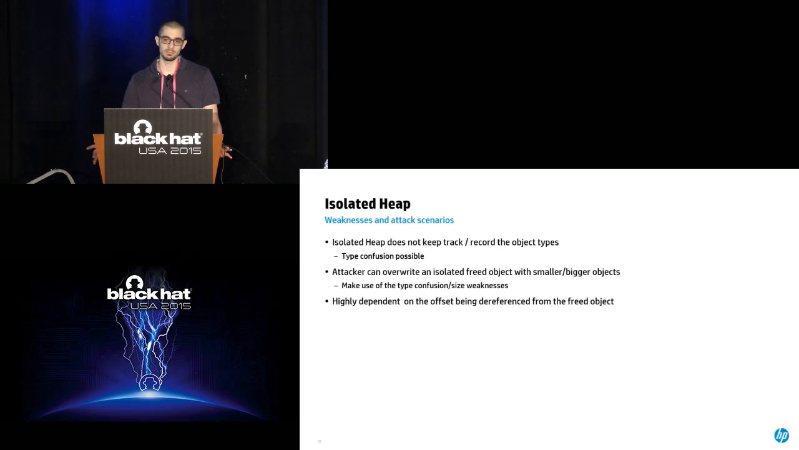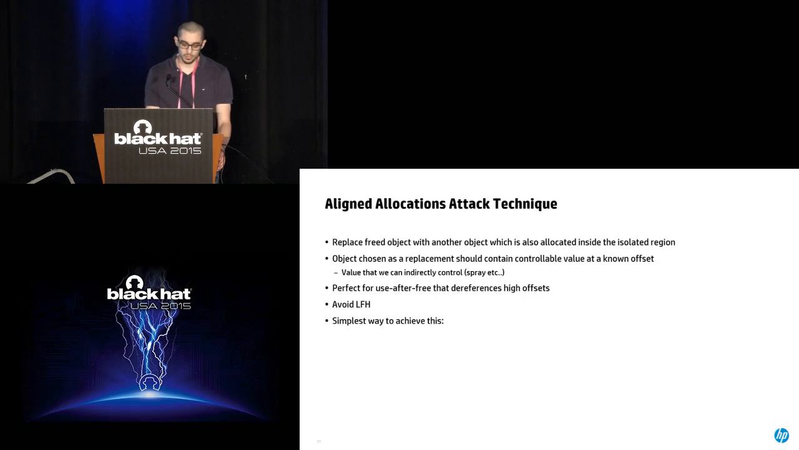Attacking isolated heap, and exploitation of isolated heap, is highly dependent on the bug itself, specifically on the offsets that are being dereferenced from the freed object. So the first attack technique that I'll be covering is the aligned allocations attack technique. Basically, it's simply just allocating an object right at the same exact address of the freed object.